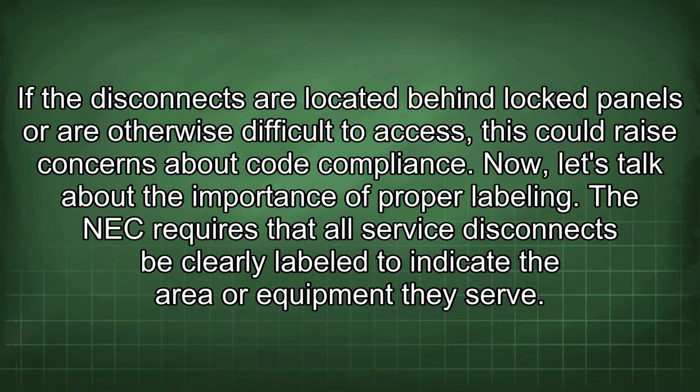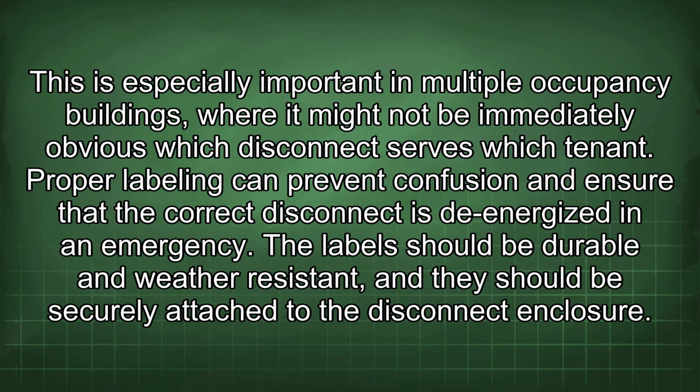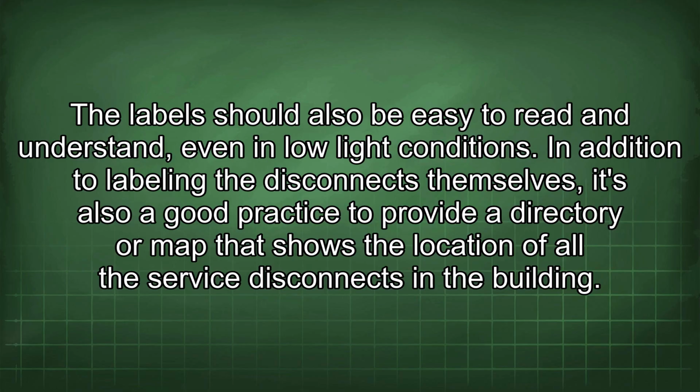The NEC requires that all service disconnects be clearly labeled to indicate the area or equipment they serve. This is especially important in multiple occupancy buildings, where it might not be immediately obvious which disconnect serves which tenant. Proper labeling can prevent confusion and ensure that the correct disconnect is de-energized in an emergency. The labels should be durable and weather-resistant, and they should be securely attached to the disconnect enclosure. The labels should also be easy to read and understand, even in low-light conditions.